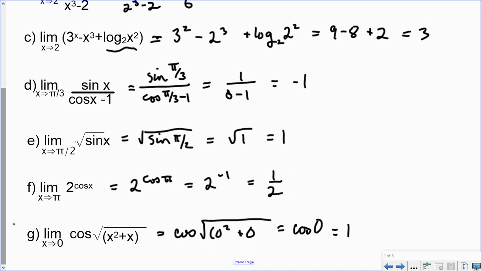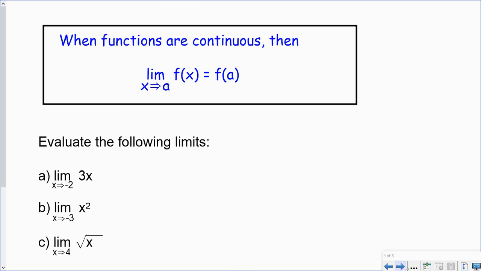And again, at any given time, if you run into a problem with straight substitution, you can graph this function in Desmos and zoom in to see what value the function approaches as x gets close to 0 here. Okay, this is what we just did. When functions are continuous, then we can simply find the value of the limit by evaluating the function at that particular point.